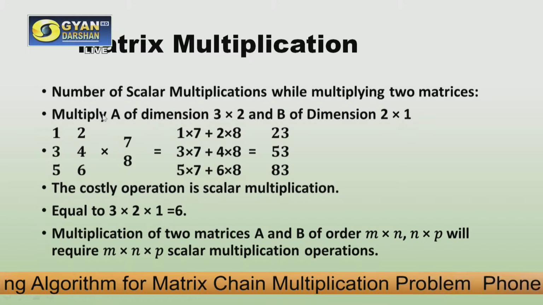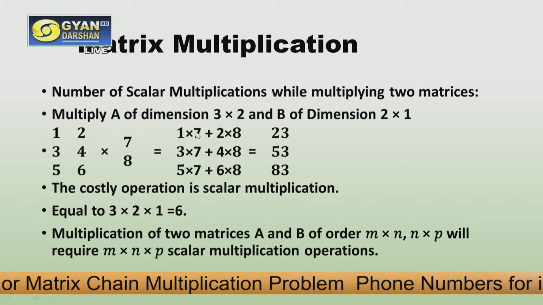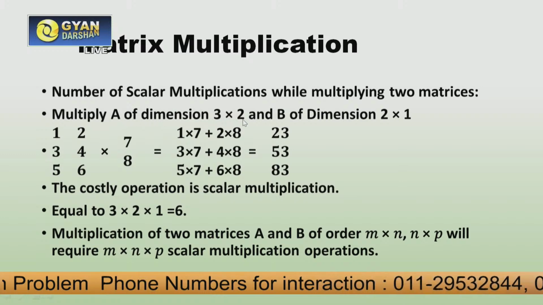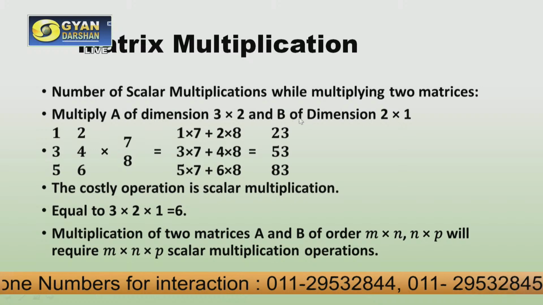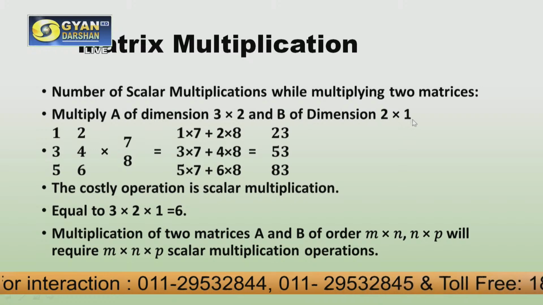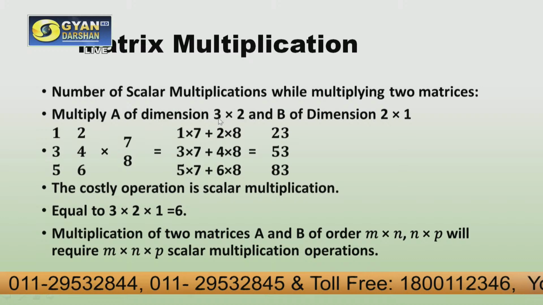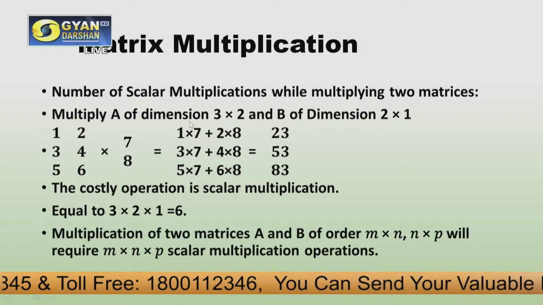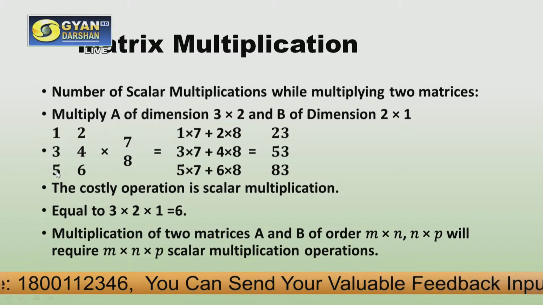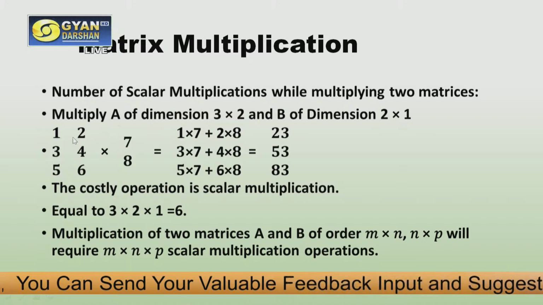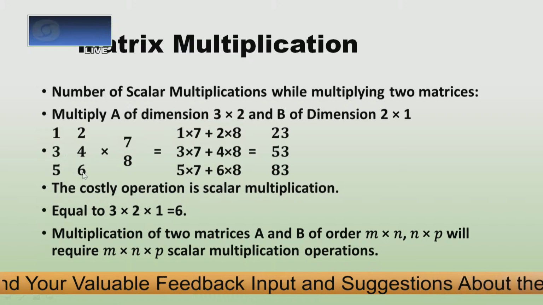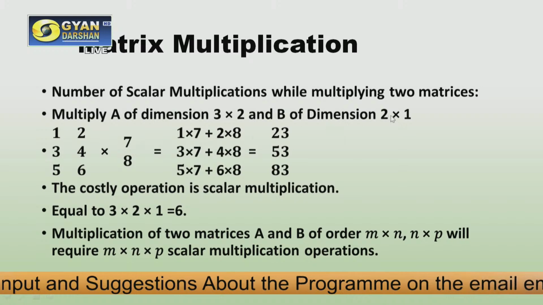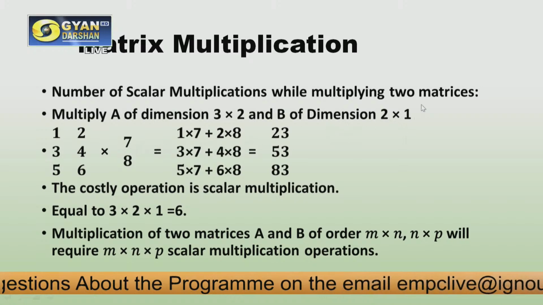Remember that. I'm just showing you an example that there are two matrices here, A of dimension 3 cross 2 and B of dimension 2 cross 1. So that is M, N, and N, P. That's what we had considered. If this is our matrix, Matrix 1 has the first row, second row, and third row. That is how it is 3 cross 2. And the second is 2 cross 1. So 2 rows, single column.